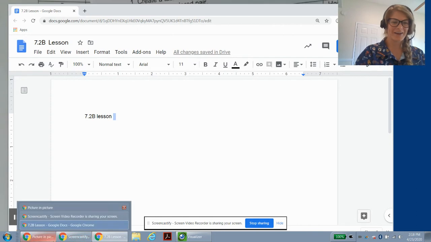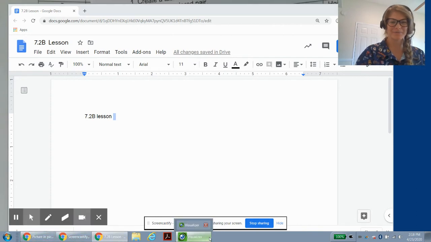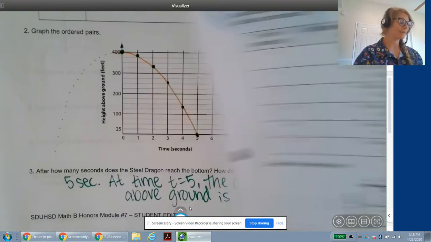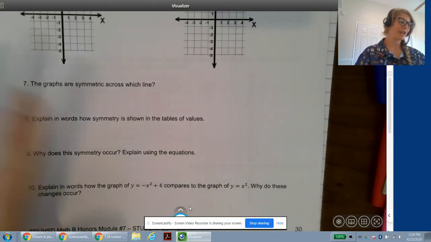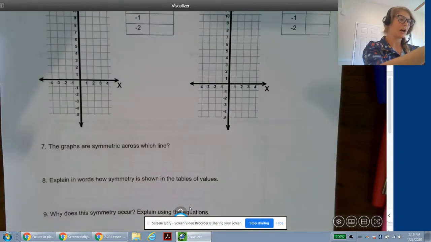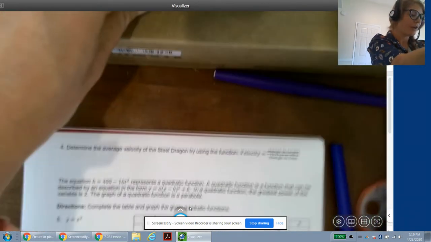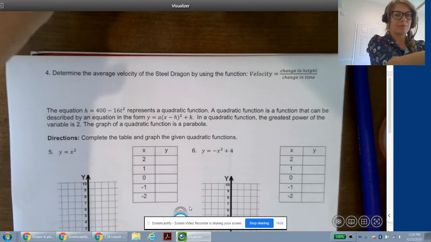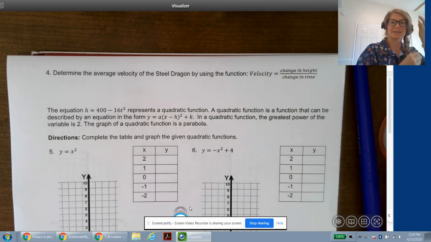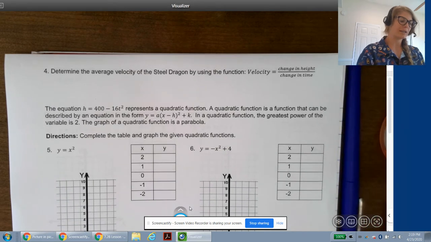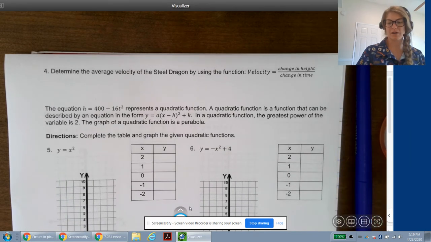Okay. So back to our lesson here. Now that you saw a little bit of parabolic motion in a real world situation like a roller coaster, what we're going to do is some more math for the steel dragon. So we want to know about the velocity. So velocity is about speed and direction.